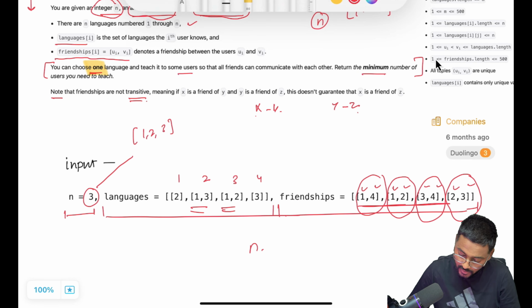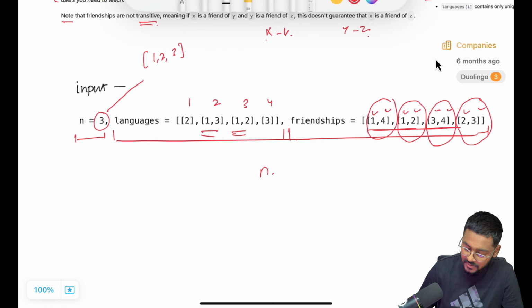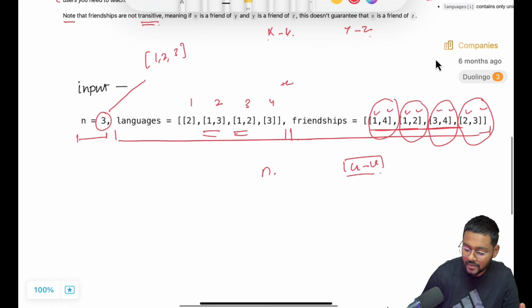So far we have been given these many things: languages, the languages known by every single ith person, and we have m number of users, and there is a friendships array as well. So these two persons are friends with each other. These two persons are friends with each other, but they are saying that two friends can communicate if they have at least one language in common. If they do not have any language in common, it means they cannot communicate.